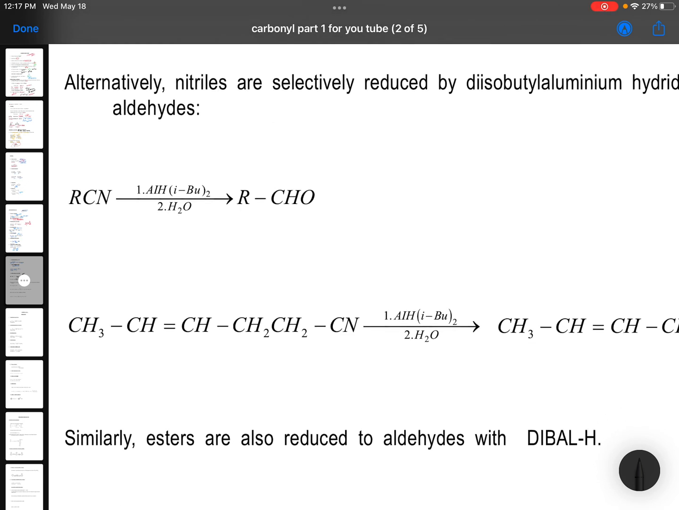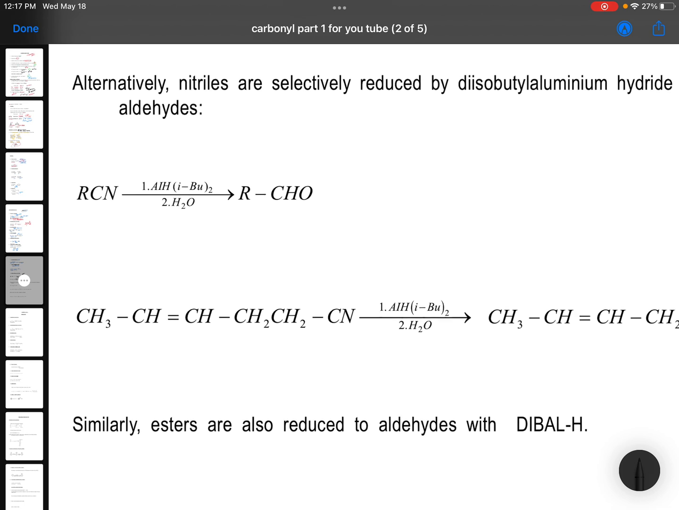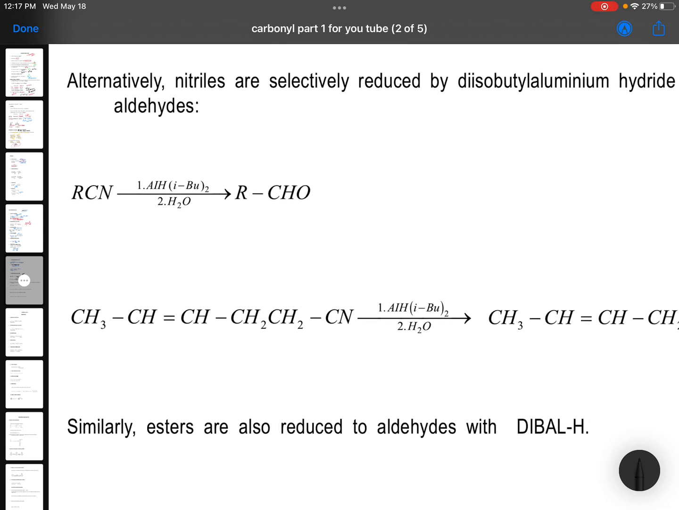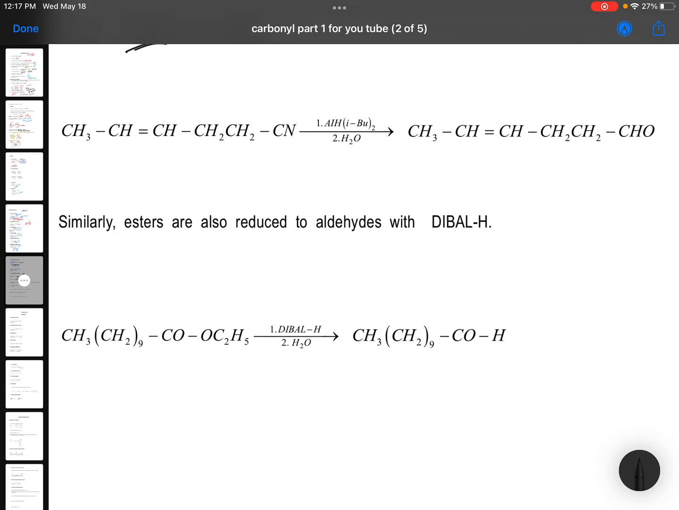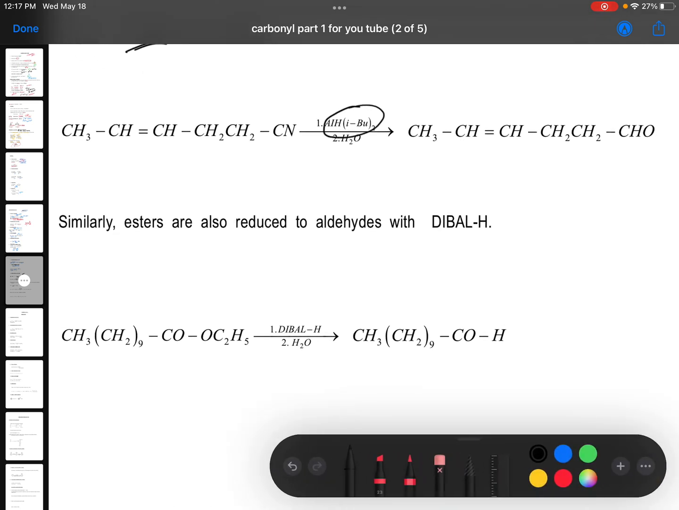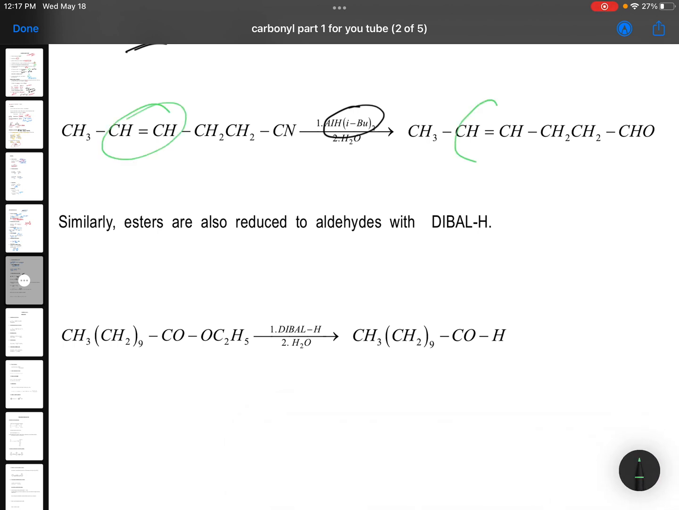Alternatively, nitriles are selectively reduced by diisobutyl aluminum hydride. This is called DIBAL-H. DIBAL-H means diisobutyl aluminum hydride. If you are using diisobutyl aluminum hydride, you will get aldehydes. And the speciality of diisobutyl aluminum hydride is that it has no effect on this group. The double bond is unaffected, you can see. The double bond is not affected, only the cyanide group is converted to CHO. That's why this is very special.